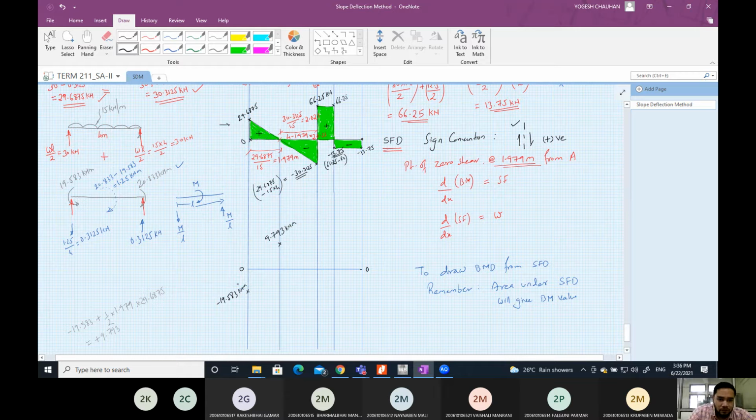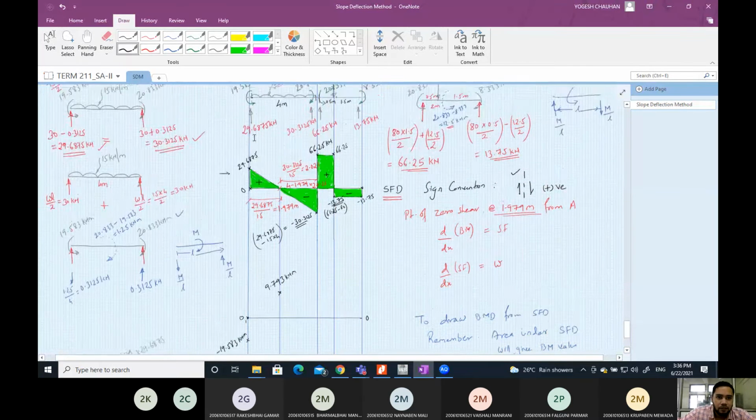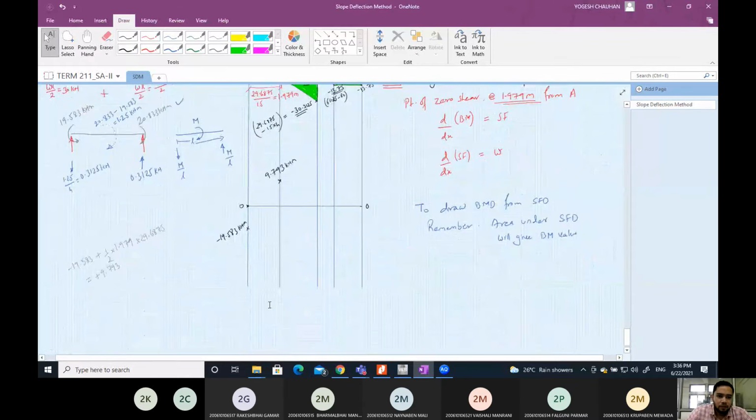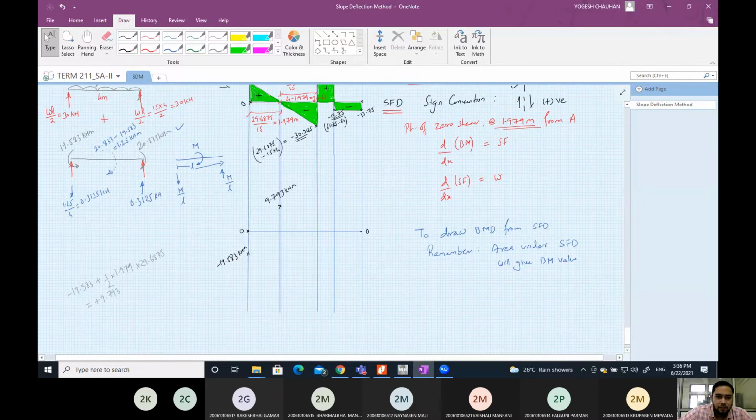Now just to the left of this section, there is no bending moment, so it is 0 here. And as you cross to the right of this, the bending moment comes into picture, so it will be minus 19.583. So 0 here, then minus 19.583 here. Then you add the area of this triangle, and you will get the bending moment at this location.